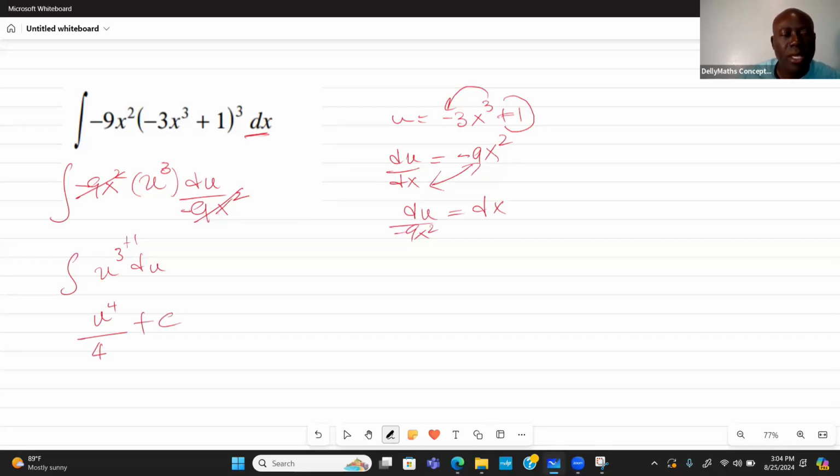Now, please be reminded that we had substituted early right here that u is equal to negative 3x to the third plus 1. So my final response is going to equal negative 3x to the third plus 1, and I'm going to raise that to the fourth, over 4, plus c.